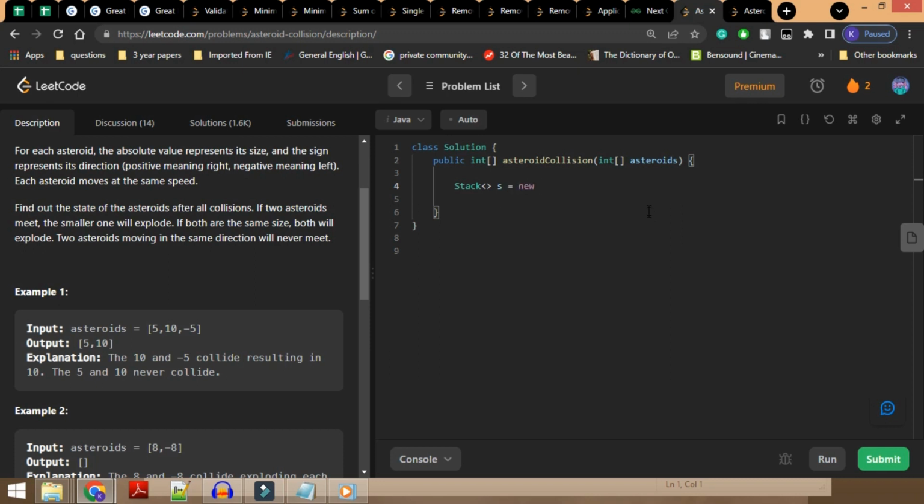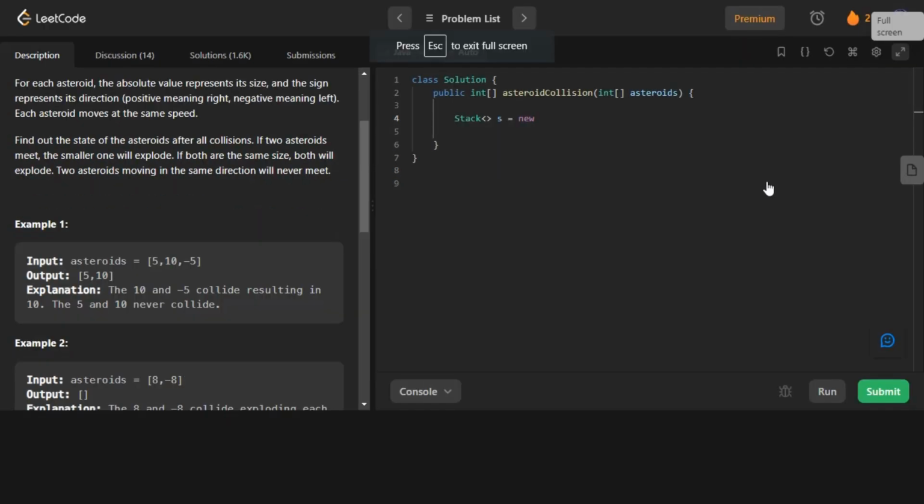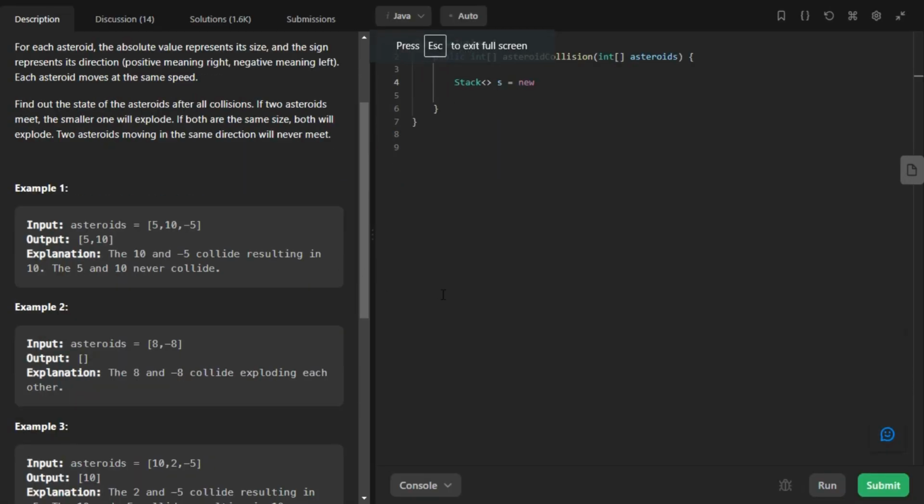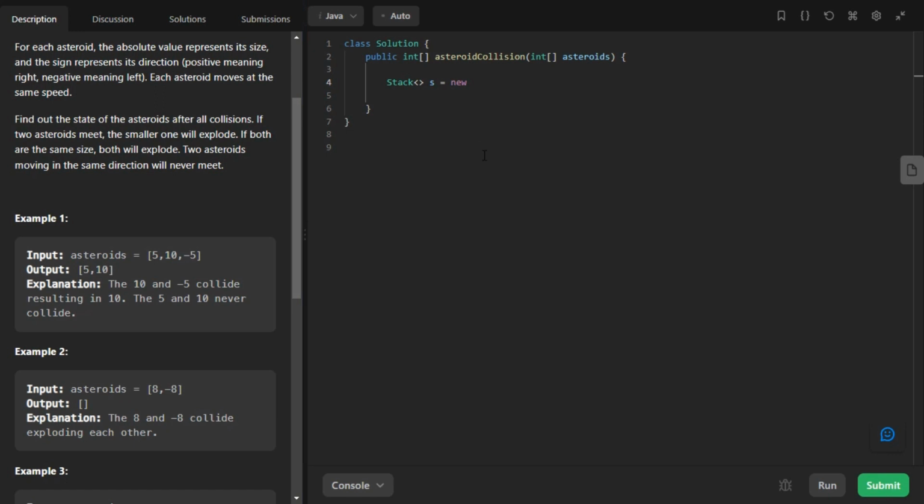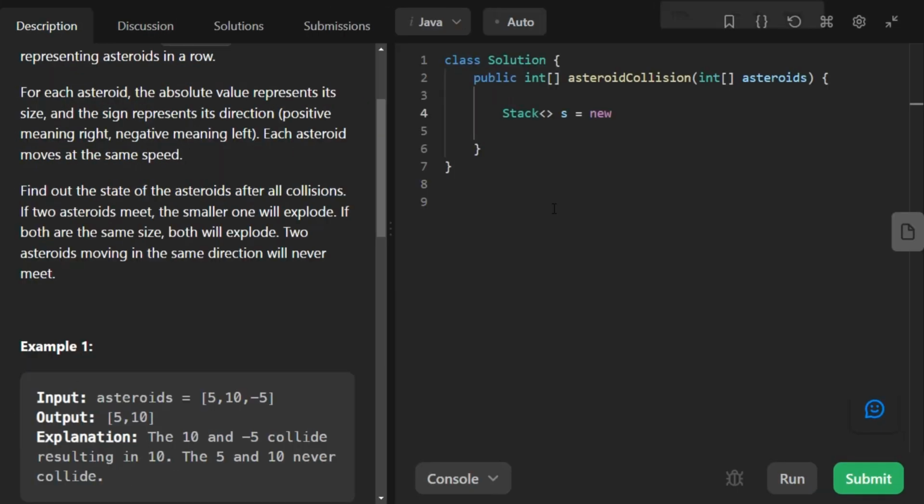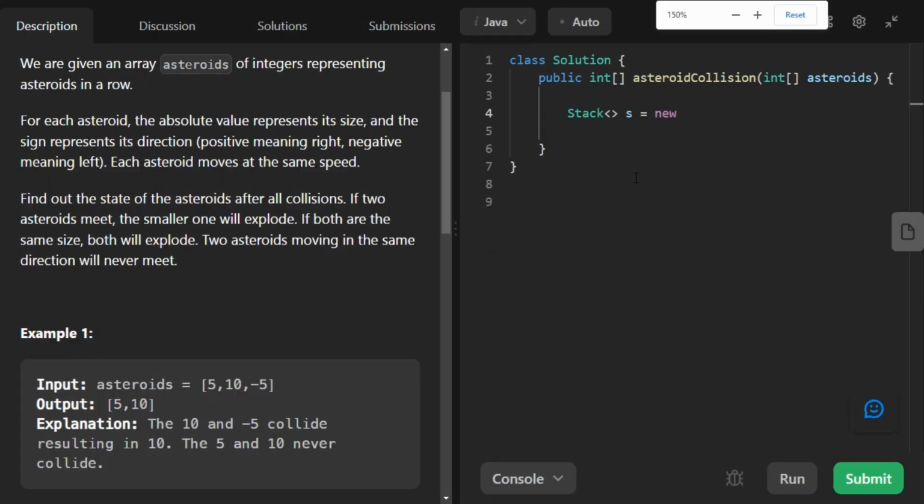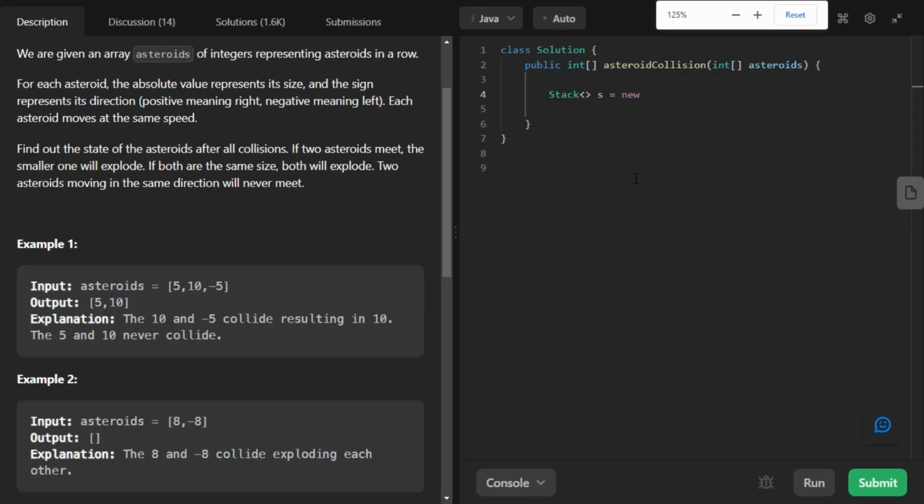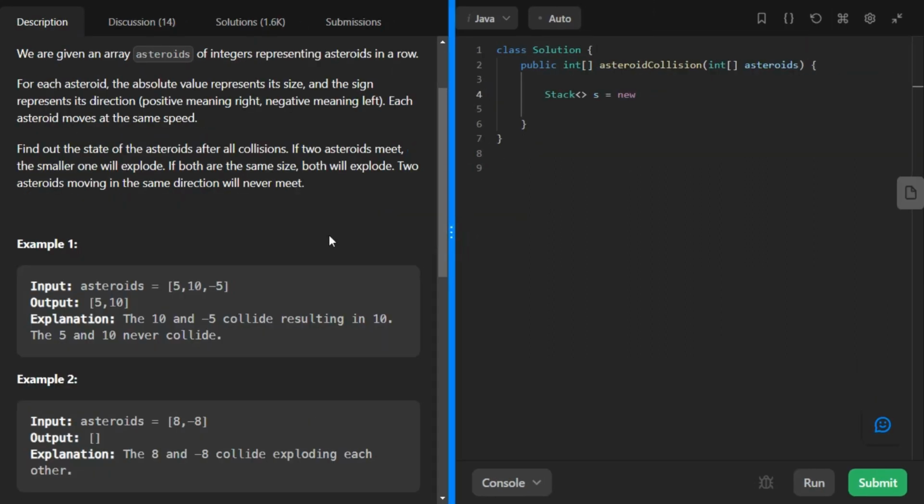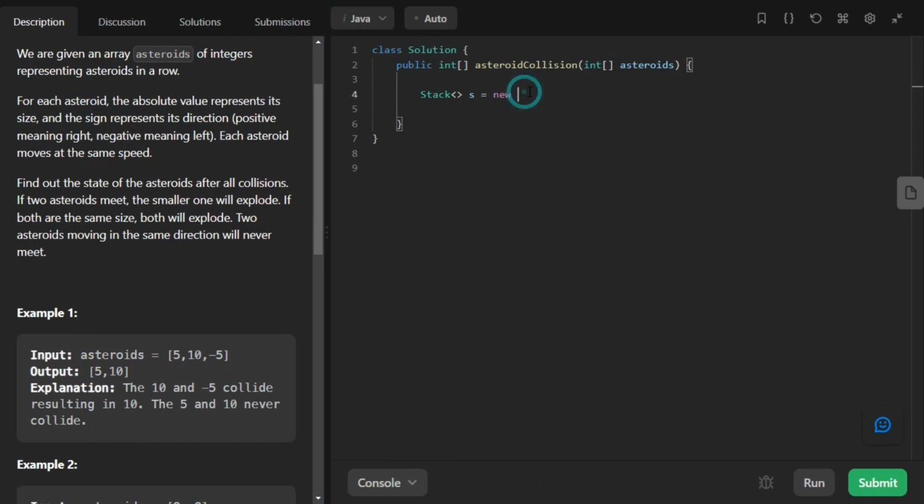Let me just zoom it a little bit. This is not giving me the option to increase the size. Okay, I hope this is more visible, and let me just write down the logic over here.